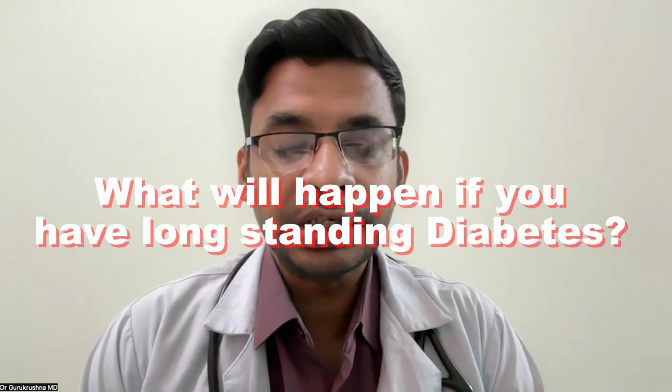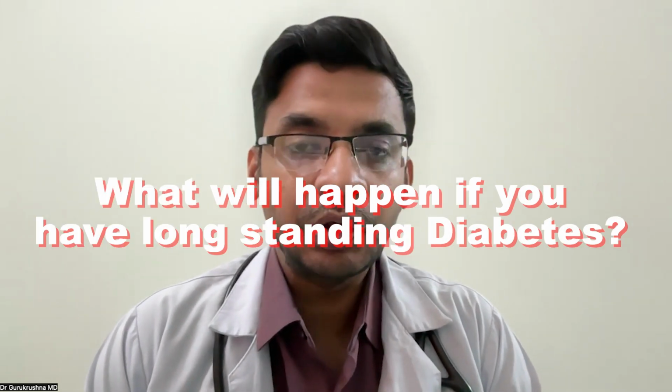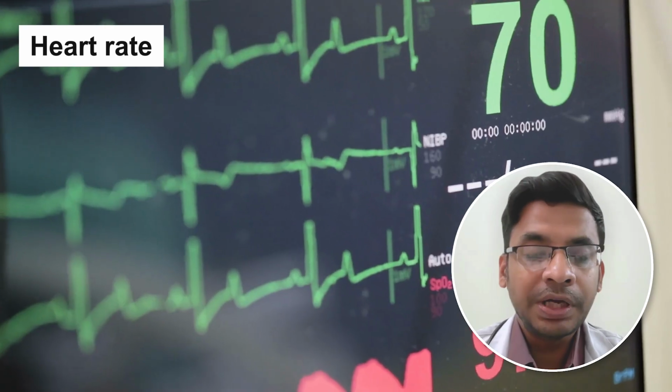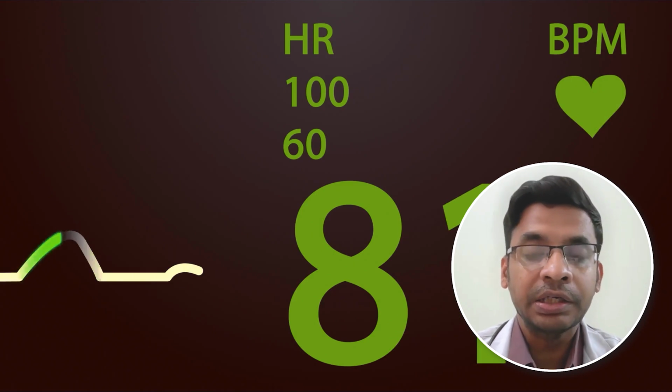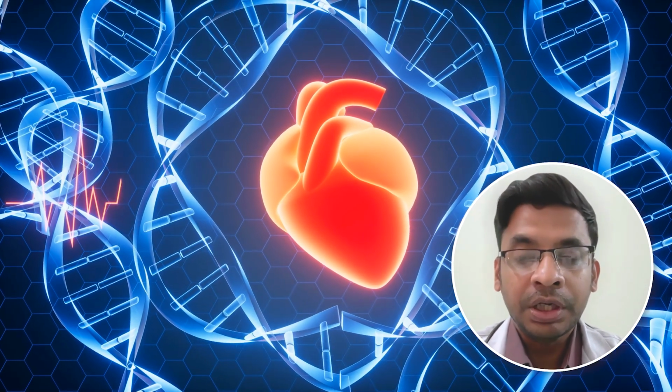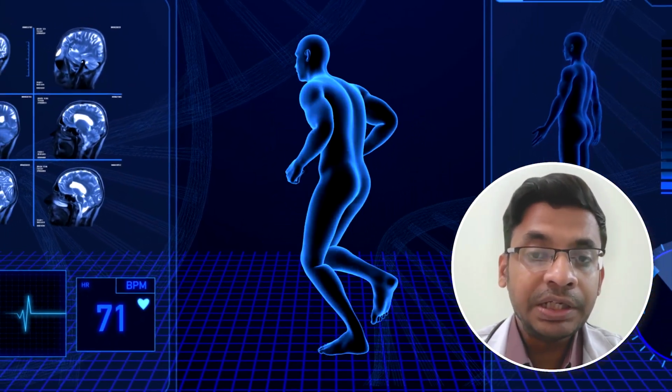The first question is, what will happen if you have long-standing diabetes, and how will your heart be affected? The first thing is the heart rate. There will be heart rate variation. Many times your heart rate will be high, and the patient may develop tachycardia. The heart rate will be very high, with limited exercise tolerance.